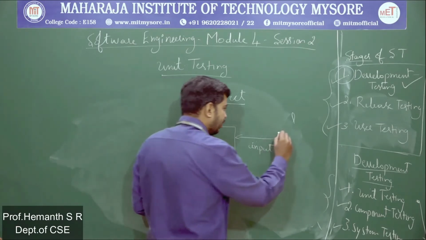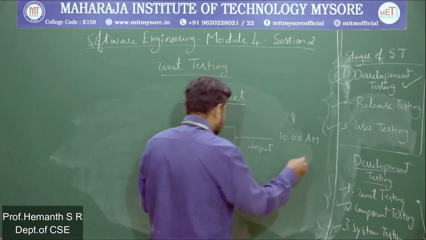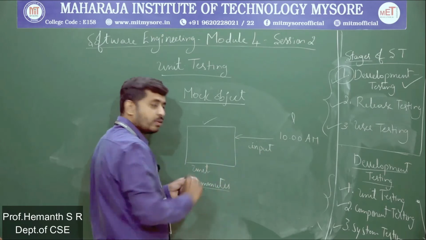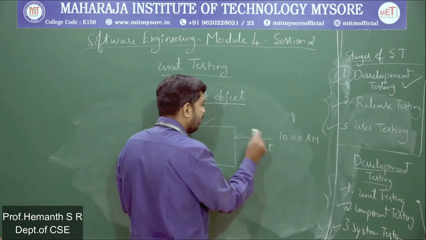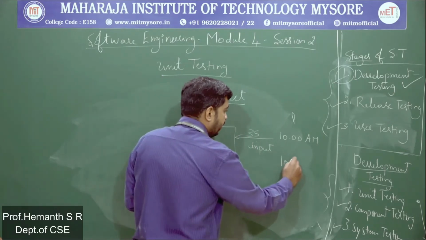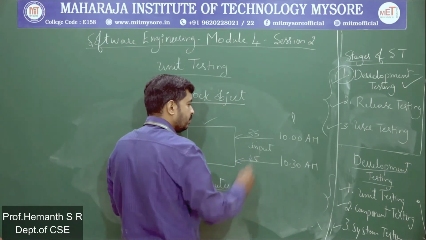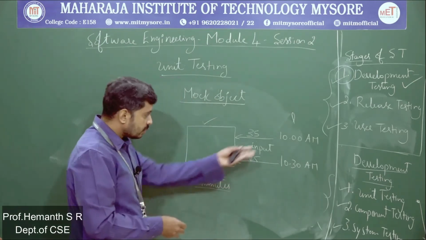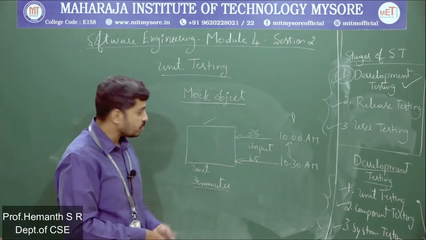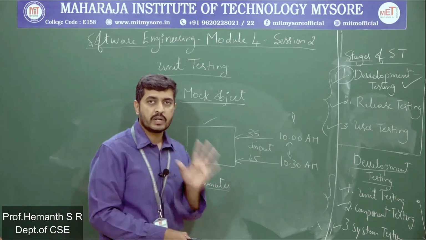Okay, for example, typically if the input is coming at 10 AM, so as per this design, at 10 AM some input is coming to this system. For example, we'll say some value is coming, 35 at 10 AM. At 10:30 AM, one more input is coming, 45. So please note we are waiting for this duration just to test the behavior of this unit, to check whether this unit is working properly.